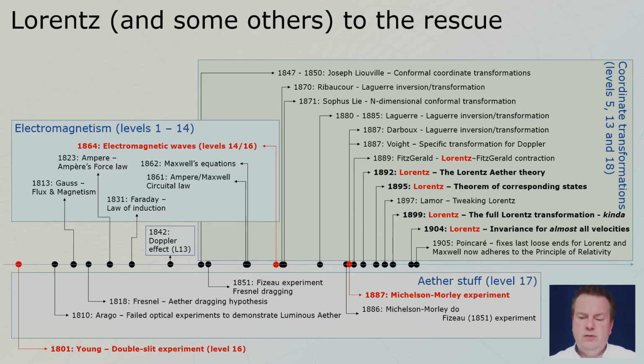And you have to understand the trouble with light is the same as the trouble with Maxwell's equations. If you haven't seen the first 14 levels, Maxwell's equations describe electromagnetic waves, and light is just one of them. And then in 1904, another 5 years later, he's almost there. He can show that almost for all speeds it's invariant, as they say.